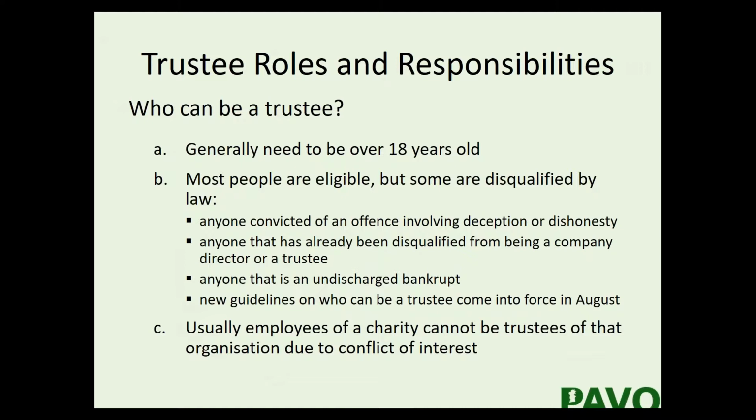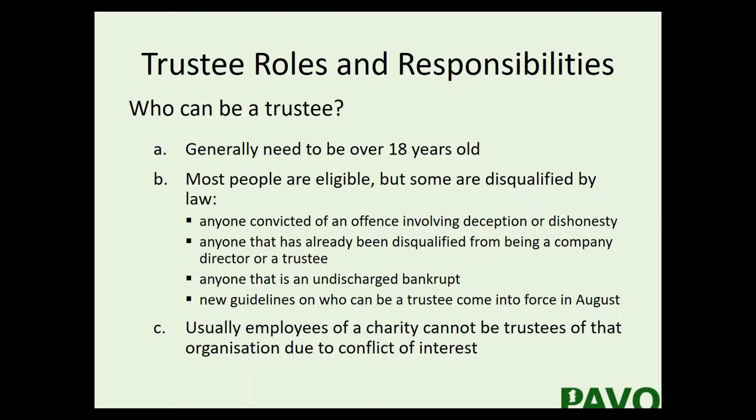So, okay. Who can be a trustee? Generally speaking, it's slightly different for the new CIO that's being brought in, the charitable incorporated organisation. But generally speaking, to be a trustee, you need to be over 18 years of age, your age of legal responsibility, as it were. For CIOs, that can actually go down to 16, but it does depend upon there being others on the board of a certain age that can validate the decision making, etc.